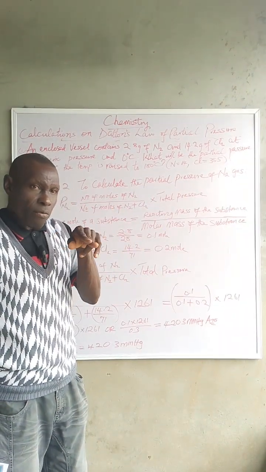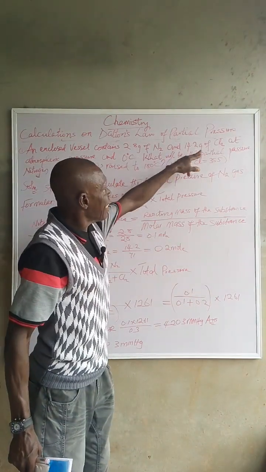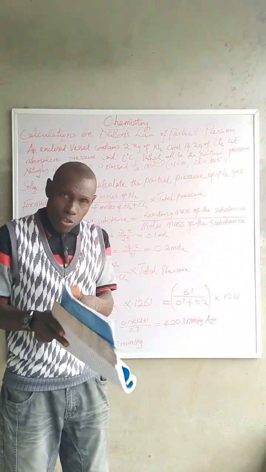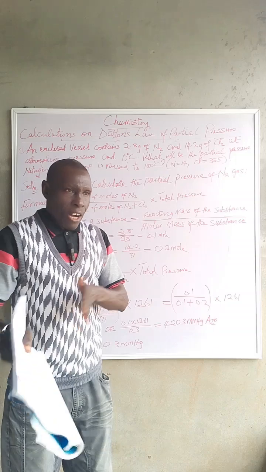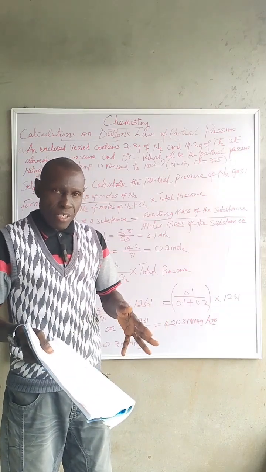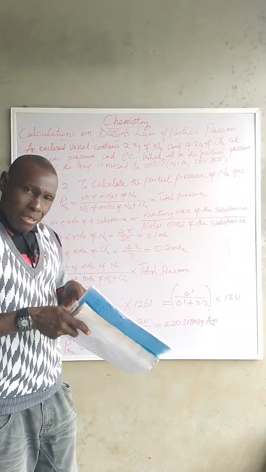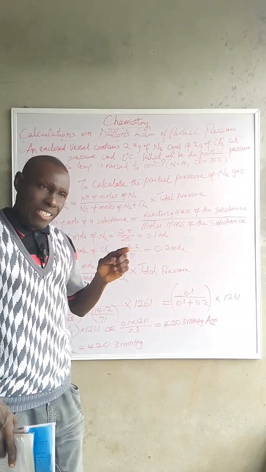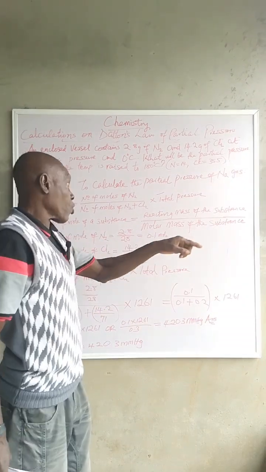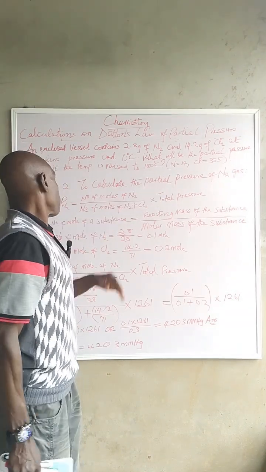There are two gases involved, nitrogen and chlorine. They are mixed up in a container, so they are all exerting pressures. We do not know what pressure of nitrogen is being exerted in that mixture. That is what I want to answer now.